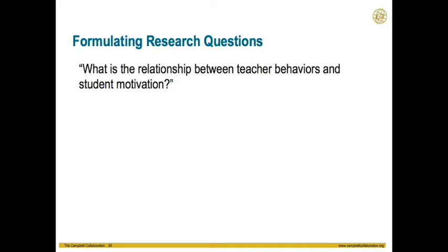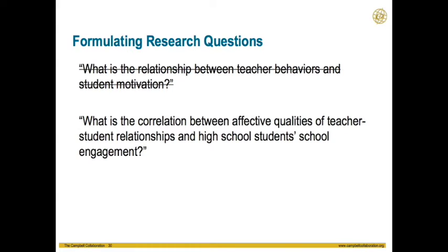If you're interested in correlations or maybe looking at observational research evidence, a good template is: what's the relationship between X and Y? So what's the relationship between teacher behaviors and student motivation? Well, that's a little bit broad, so let's make it more specific. What's the correlation between the affective qualities of teacher-student relationships and high school students' school engagement? So we're trying to narrow down those concepts, make them a little bit more specific in terms of the constructs you're interested in.